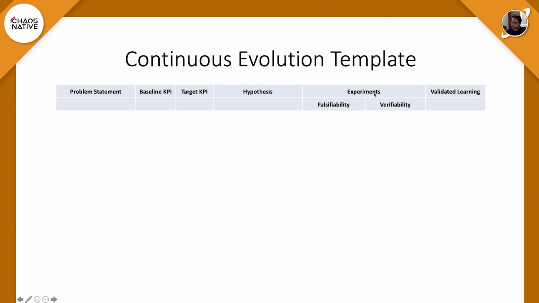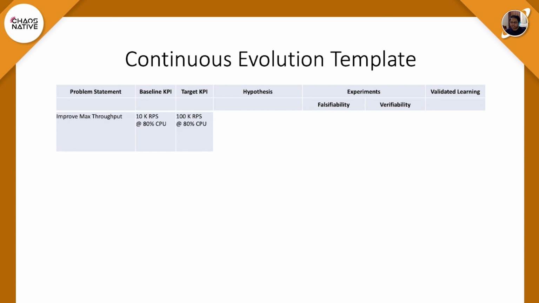On the right is the more interesting piece, which is the experiment design itself, which is that for every hypothesis we have to design one falsifiability experiment and one verifiability experiment. I'll get to that in a bit. And ultimately, the validated learning that we get out of the experiment itself.